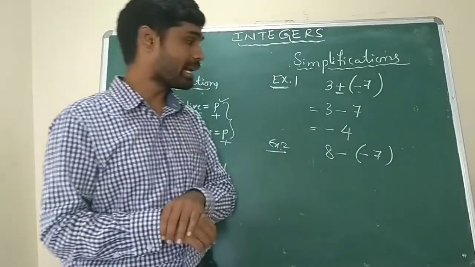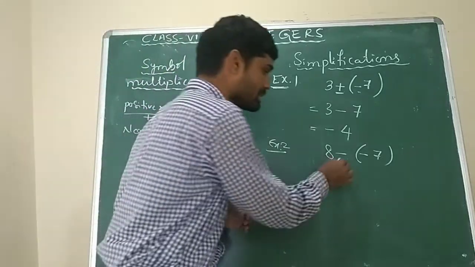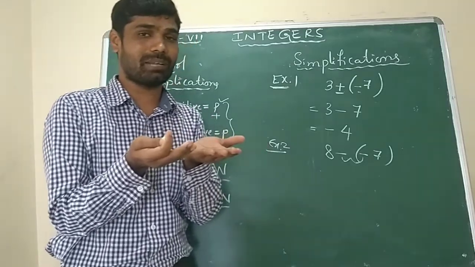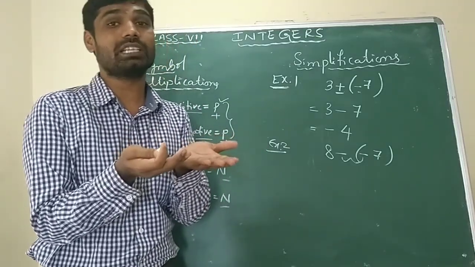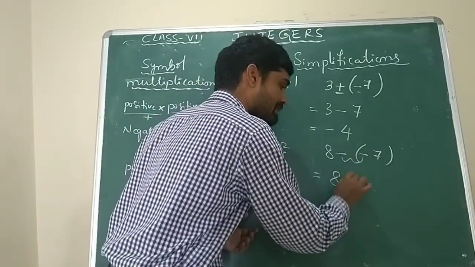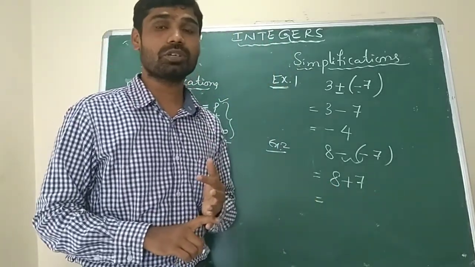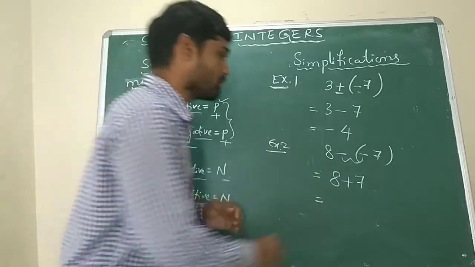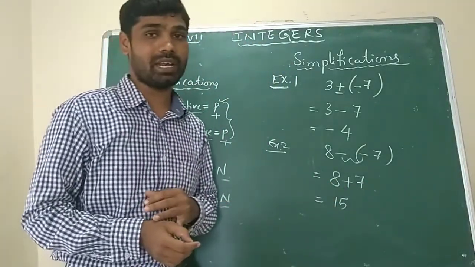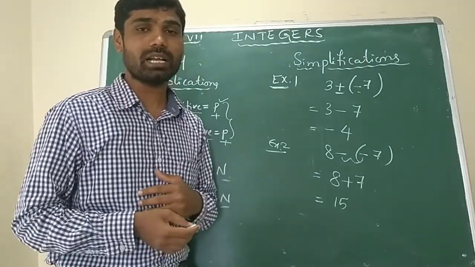Here 8 minus of minus 7. What is happening here? Both the symbols: minus into minus. When both negative integers are multiplied, negative into negative, that will become positive. Therefore 8 minus into minus becomes plus 7. Now both the integers are positive, so the result is also positive. So 8 plus 7 is 15. Okay, right. Next, we'll see some multiplications, how we can solve them.